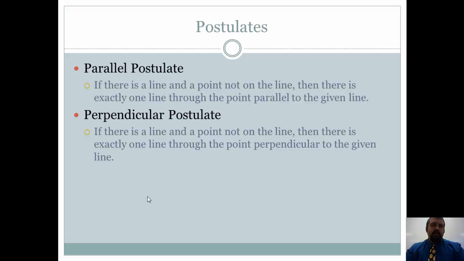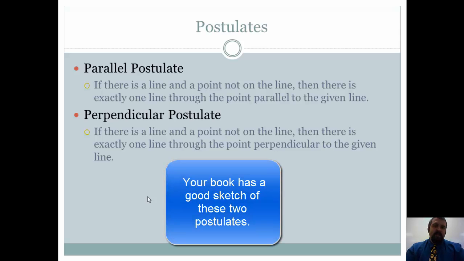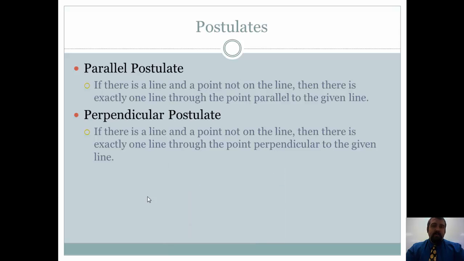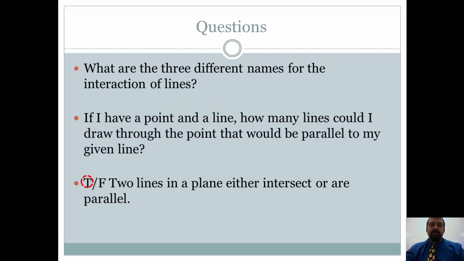There are two postulates that come about because of parallel and perpendicular lines. If I draw a point and a line, there is only one possible line that I could draw through the point that is parallel to my given line. Same thing with the perpendicular postulate. If I have a point and a line, there's only one line that can be drawn through that point that's perpendicular. This ends up being postulate 13 and 14, but remember, again, I don't care so much about the number. Look at the name of the postulate: parallel postulate and perpendicular postulate.